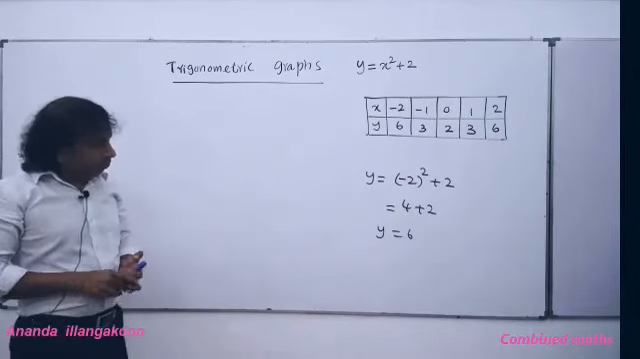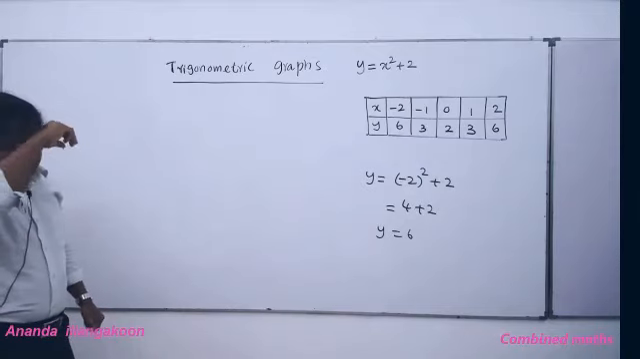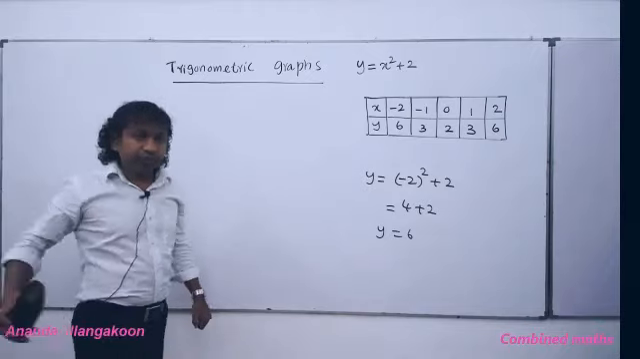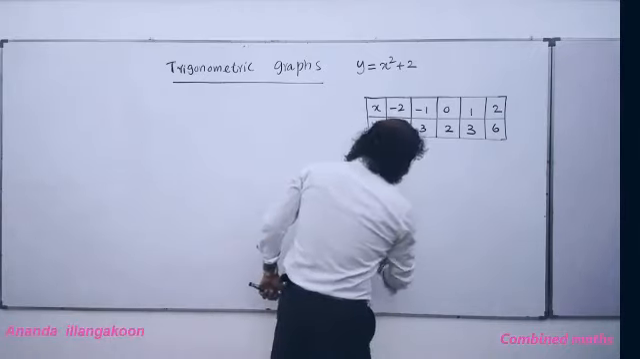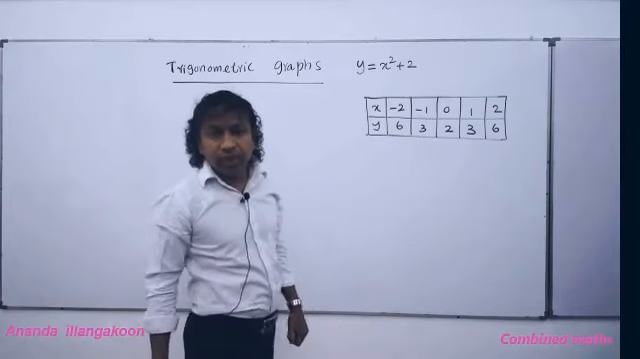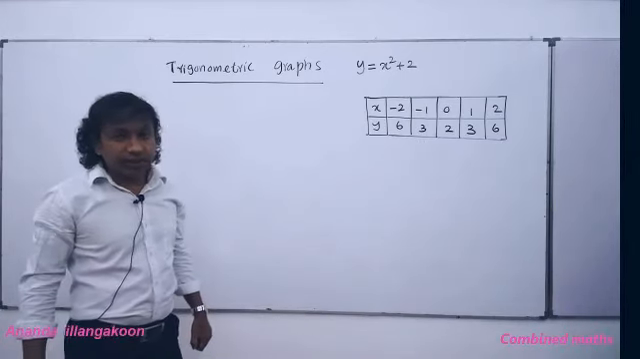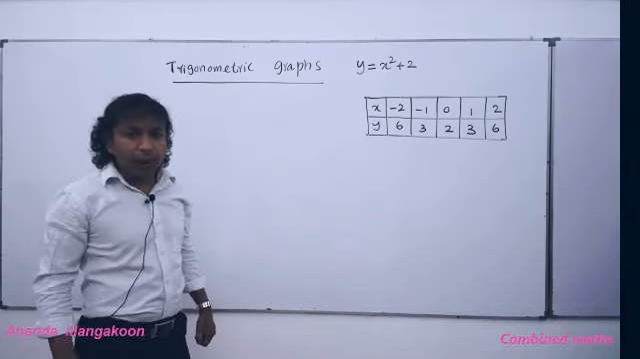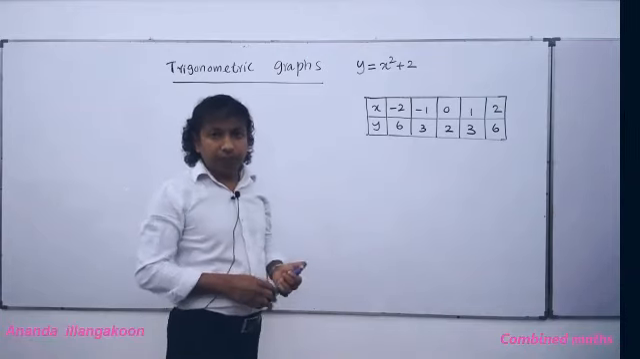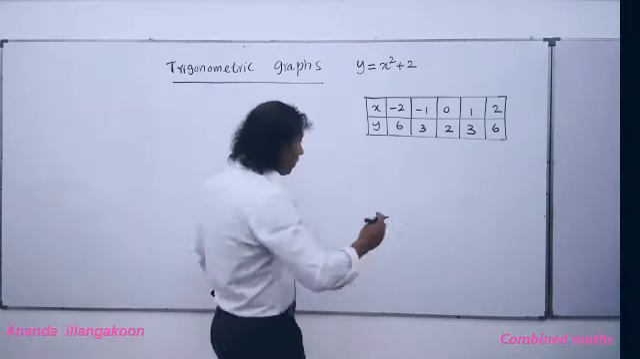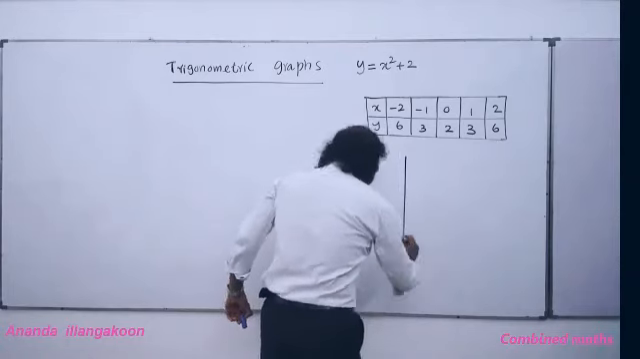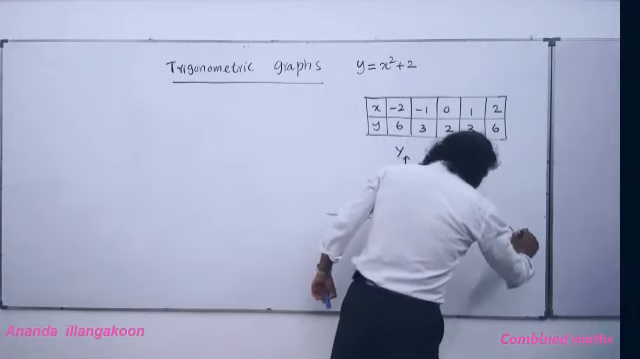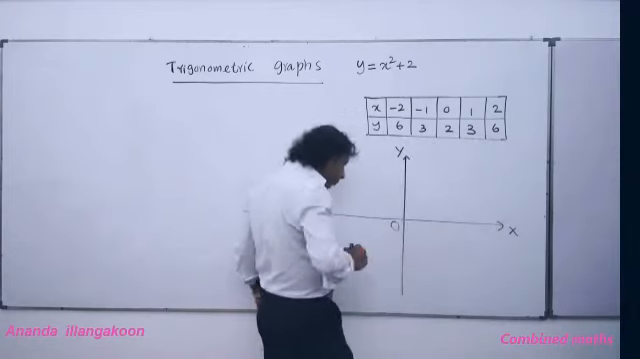But people, after this, how do we draw it? We take the graph paper, and taking the graph paper, we draw the two axes. Then we take the table and mark these points on the graph paper. Suppose this is the graph paper: its y-axis is this, the x-axis is this. This is called the origin.